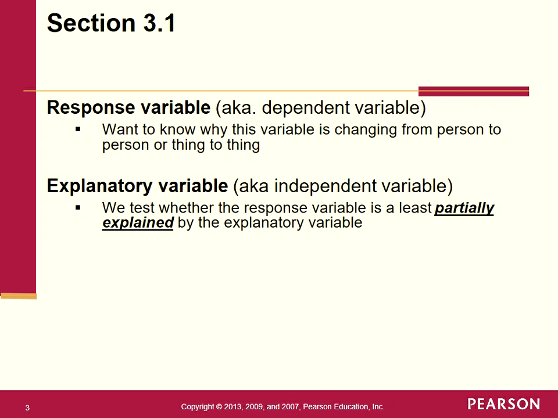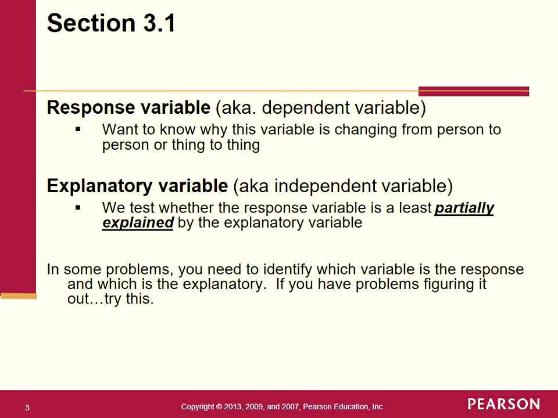However, these types of models that we come up with in statistics are not what we call deterministic. A deterministic model says that we have one variable that completely explains the other one. So as one changes, the other one changes perfectly with it. Usually that is not the case in statistics. Actually, it's hardly ever the case. So we test whether the response variable is at least partially explained by the explanatory variable. One variable is probably not going to explain everything about the other variable. If it does, we probably don't have to use statistics at that point.